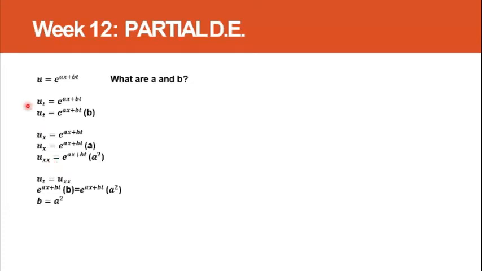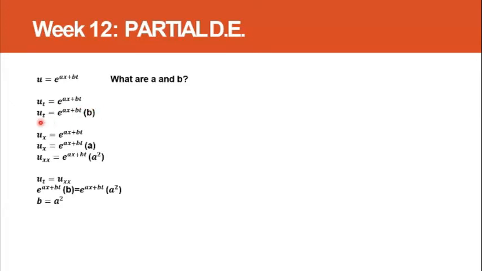Yung first natin with respect to u sub t, so we have here yung equal siya sa e raised to ax plus bt. So kunin natin yung derivative. For the derivative of e raised to ax plus bt, itong mismong ax natin is equivalent lang siya sa 0. And then for the bt, derivative nito is b. That's why we have here yung value ng b kasi, di ba, ganun siya magde-derive pag meron tayong e.